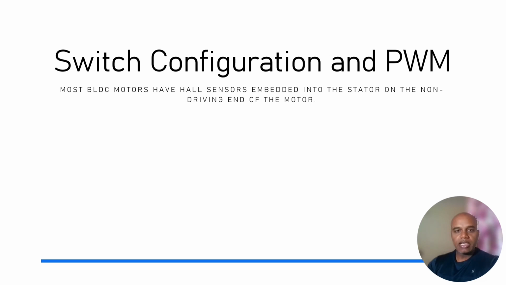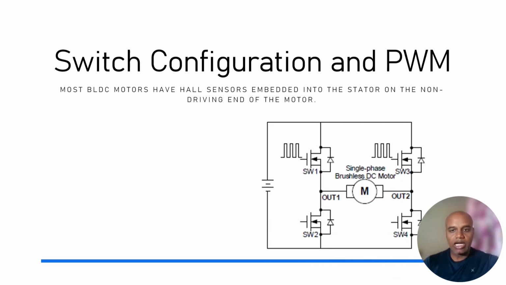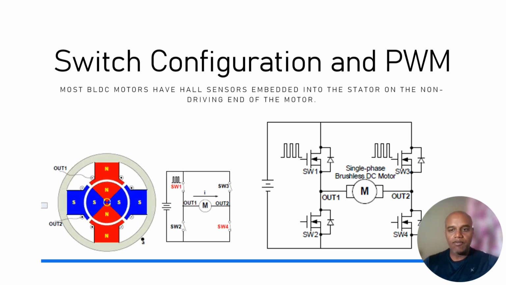Now let's understand the switching operation of the BLDC motor. As we know, the BLDC motor is electronically commutated, and we embed the Hall sensor in the stator on the non-driving end of the motor. To understand this, for a BLDC motor, we can have a single winding energized, and we can also have a three-winding BLDC motor, which is generally known as the three-phase and the single-phase BLDC motor.